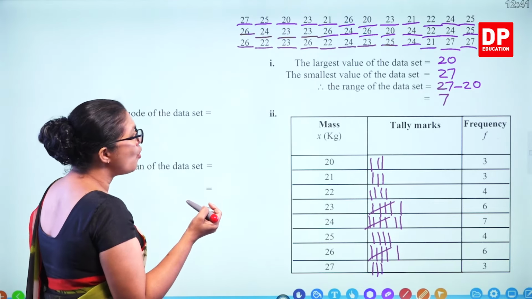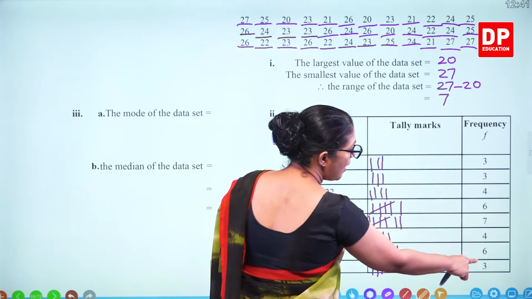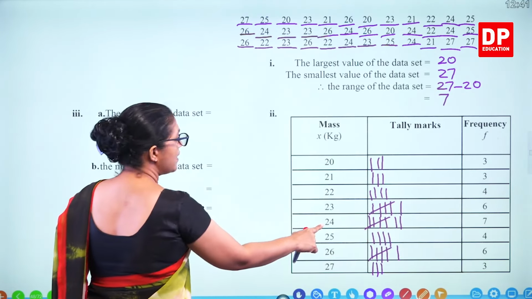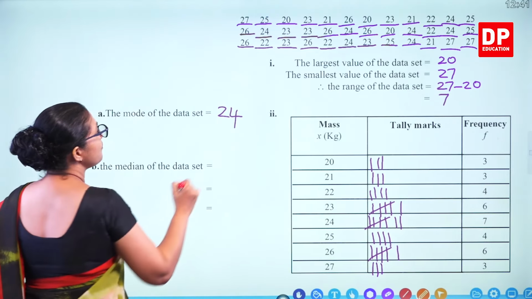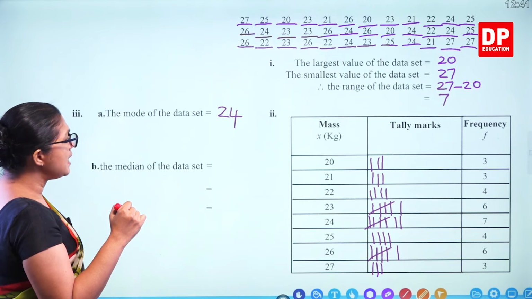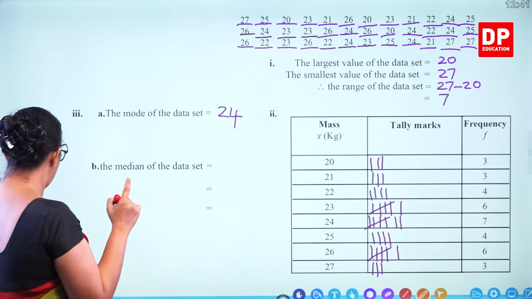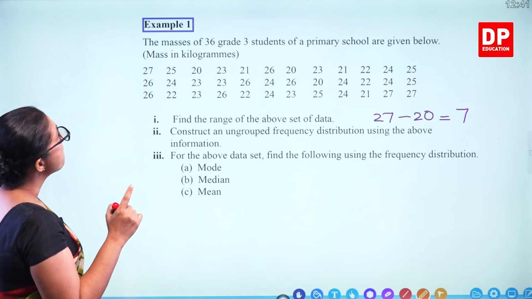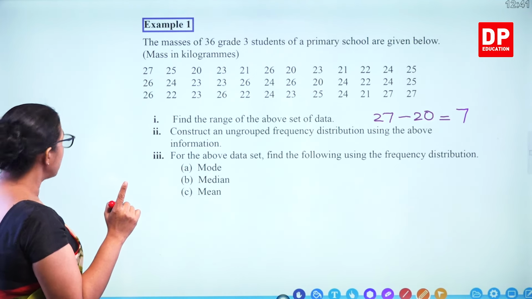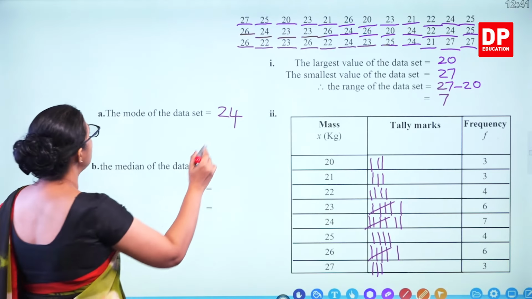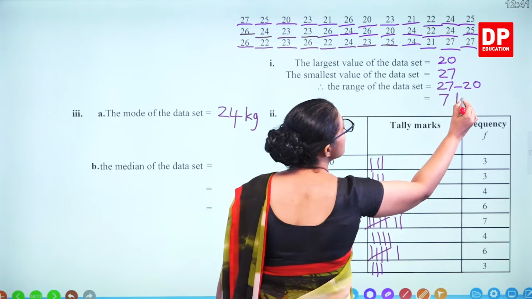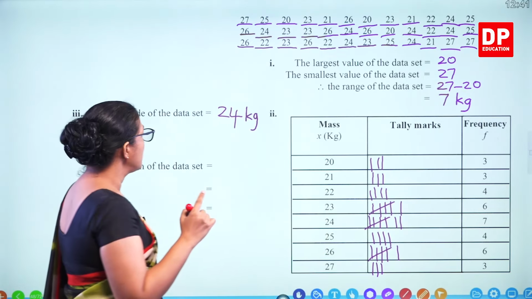Now we'll find out the mode. Look at the frequency column and the one which has the highest frequency, 7. So the value is 24. And what's the median value? So altogether, how many numbers are there? 36. These are kilograms. The values are in kilograms. So we'll put kg. The range also is in kg. 7 kg is the range.